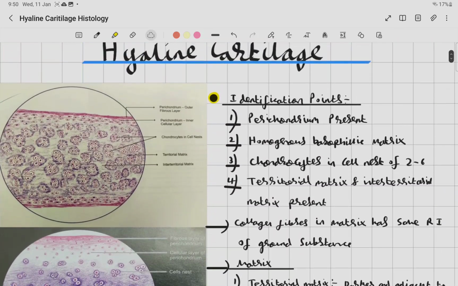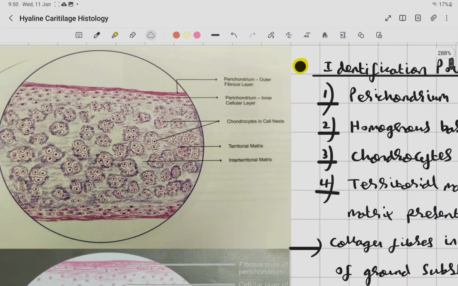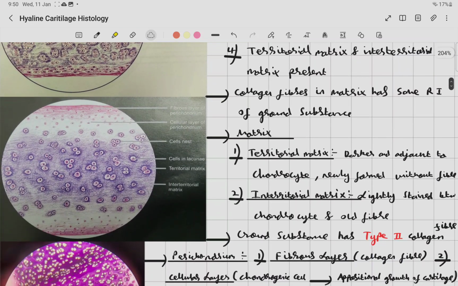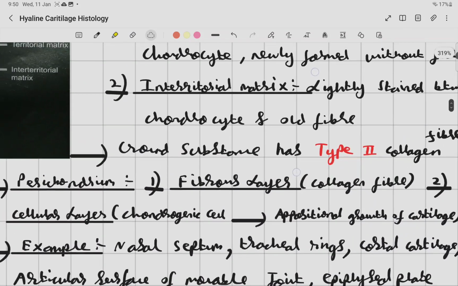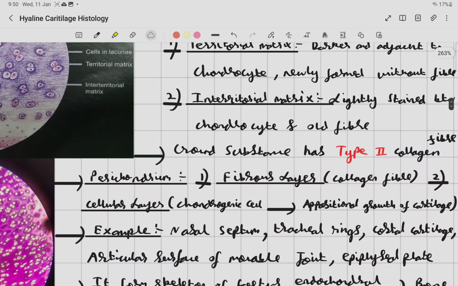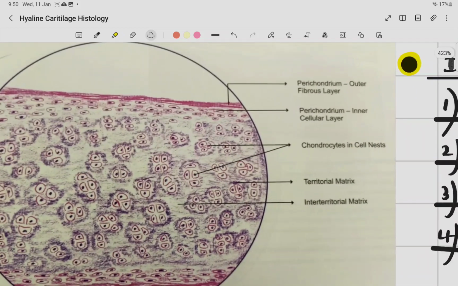Now let's see the diagram. As you can see here, the perichondrium has an outer fibrous layer and an inner cellular layer. The outer fibrous layer is made up of collagen fibers, and the inner cellular layer is made up of chondrogenic cells.